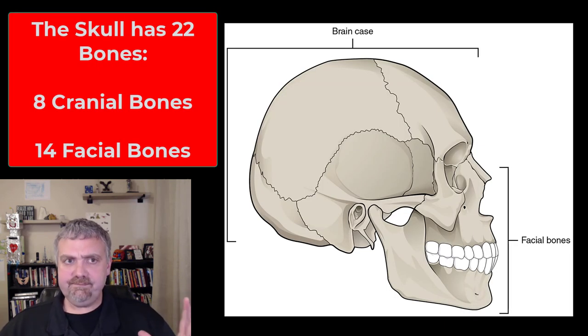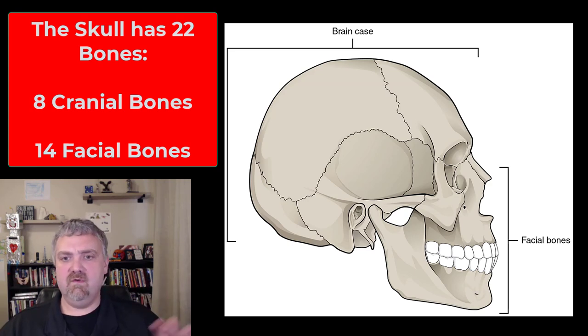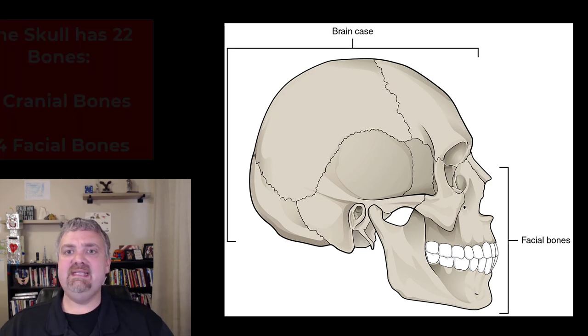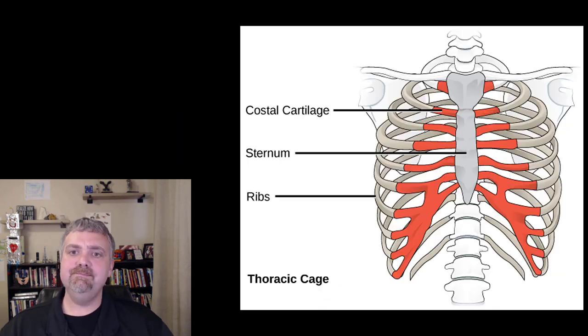So here you see your head, your skull. We have the cranial bones that are going to protect your brain, and then the facial bones, they make up the face. We will cover all of those in great detail. Here you see that vertebral column we just mentioned, the 7 cervical vertebrae, 12 thoracic, 5 lumbar, and then the sacrum and the coccyx at the bottom. We'll call that the tailbone.